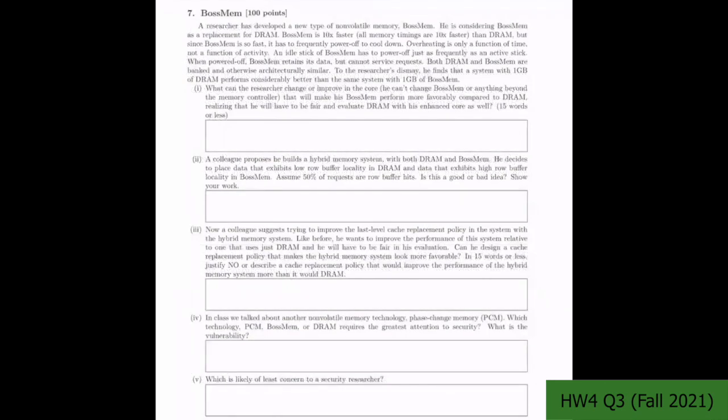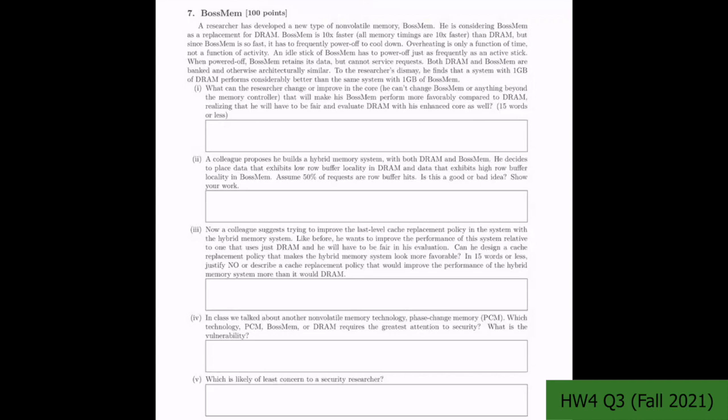I'm going to discuss a set of the questions we covered in homework 4. Basically, the questions are about non-volatile memory technology. Let's see the question. A researcher has developed a new type of non-volatile memory, BossMem. He is considering BossMem as a replacement for DRAM. BossMem is 10 times faster. All memory timings are 10 times faster than DRAM.